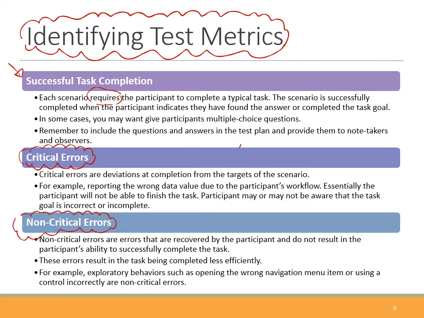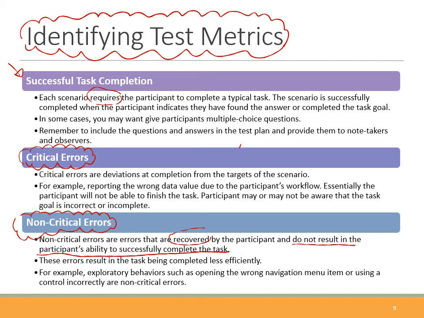Non-critical errors are the errors that can be recovered or solved by the participant themselves, and actually these kind of errors do not prevent the participant's ability to successfully complete the task. So this is very important to understand the distinction between non-critical errors and critical errors. Because for non-critical errors, it means that users can recover or resolve the errors and the problem by themselves, and finally, users can also successfully complete his or her task.